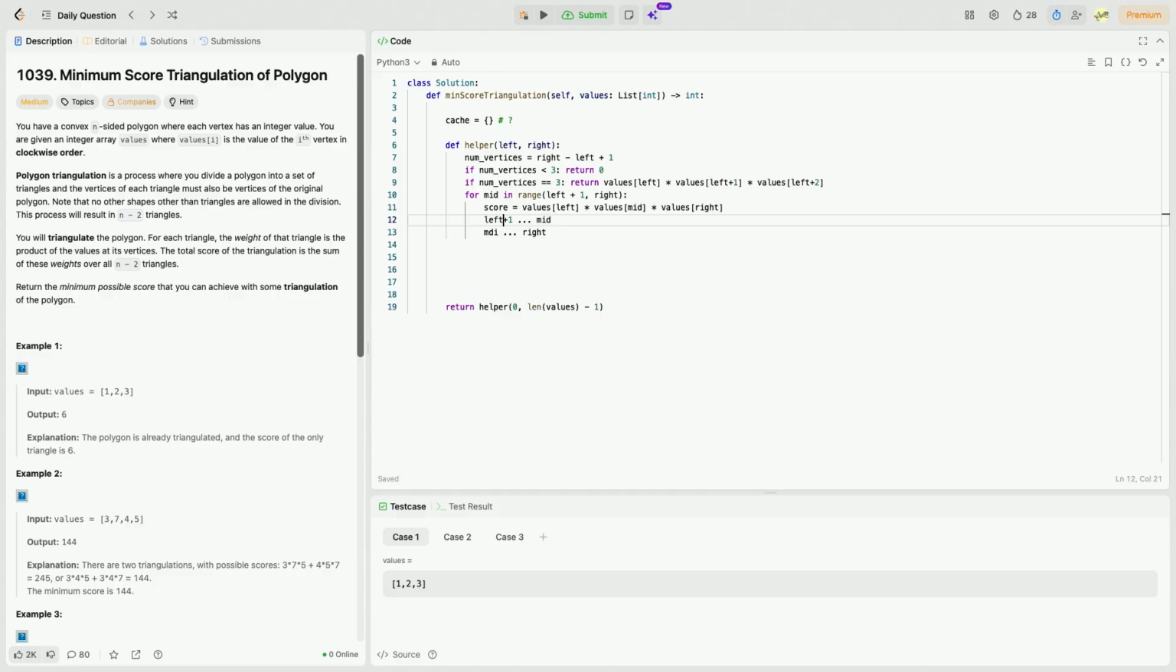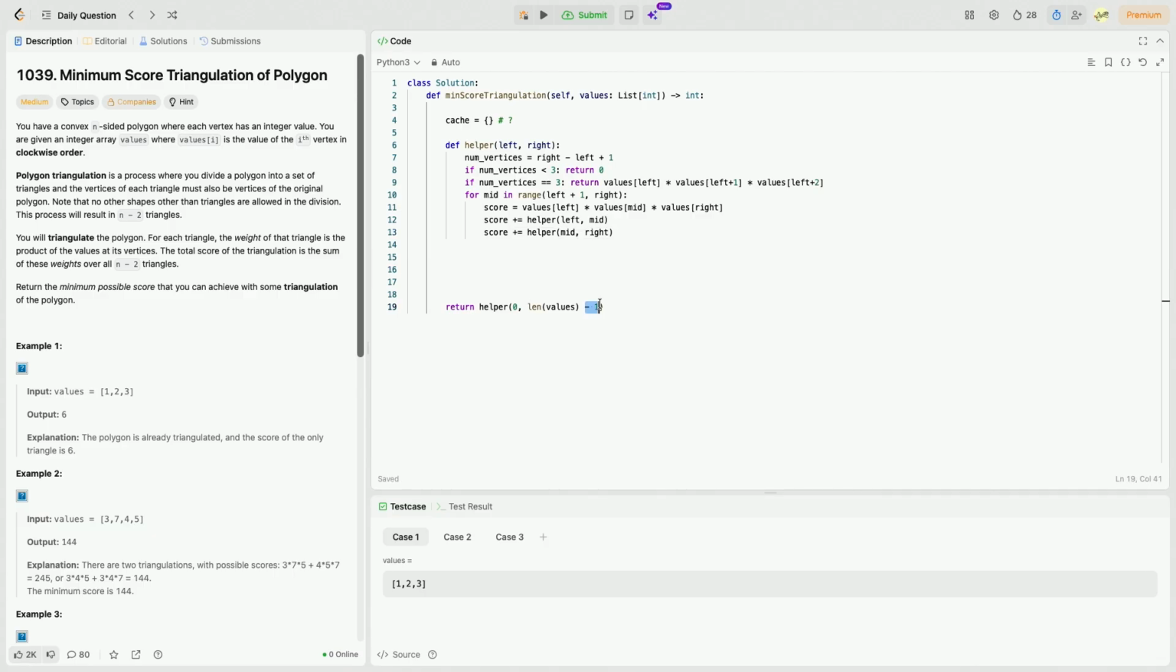And actually, yeah, we have to pick left again. So left and mid are now two set points for the next triangulation, and mid and right are also two set points for the triangulation. But this will be handled in the recursion. So we say score plus equals helper left to mid, and score plus equals helper mid to right. Yeah, that makes sense.